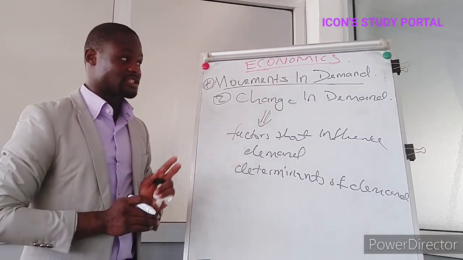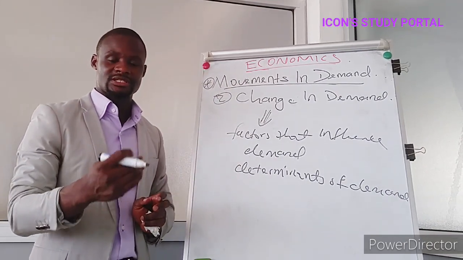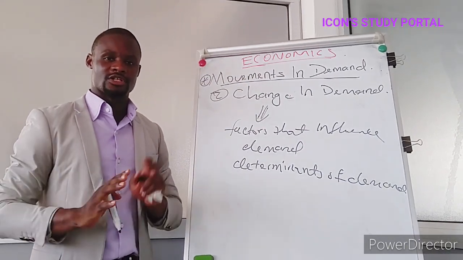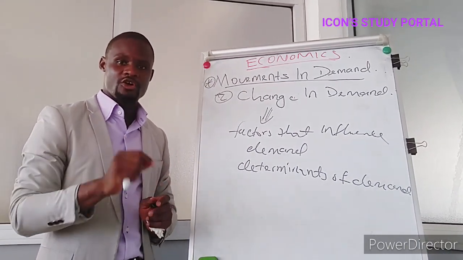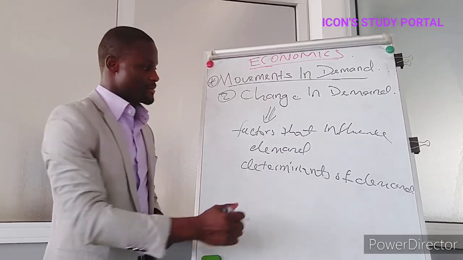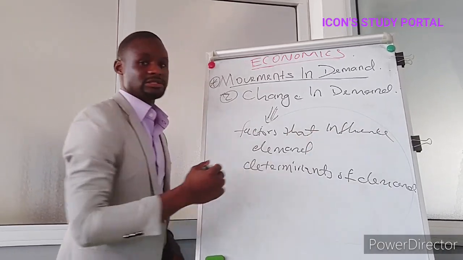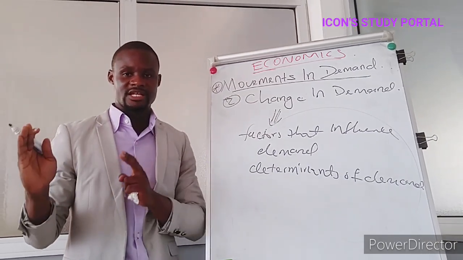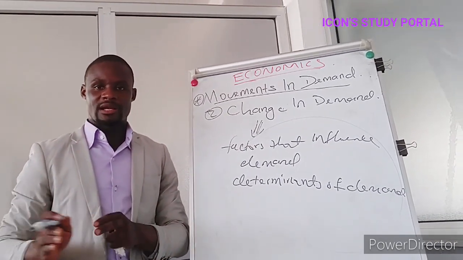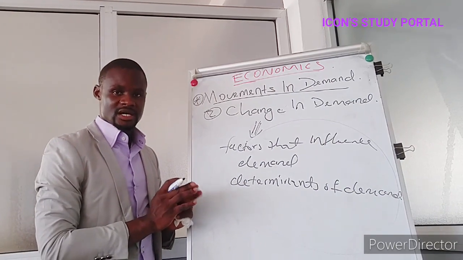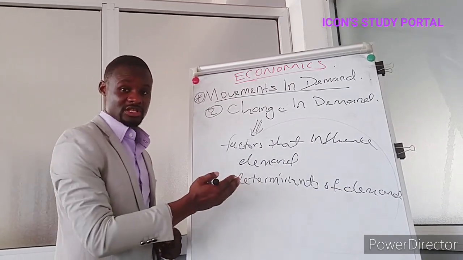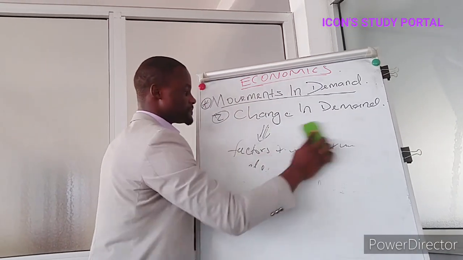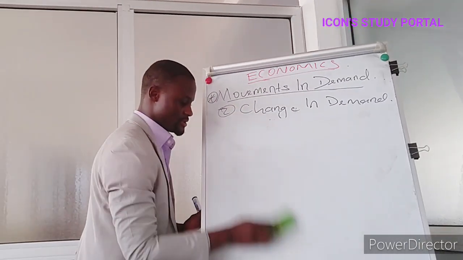So, in defining a change in demand, it simply tells the market that a change in demand is a complete shift of the demand curve, either to the right or to the left, which is not caused by what? Price, but by the factors that influence or determine demand. A complete shift to the right is an increase in demand, while a complete shift to the left is a decrease in demand. So let's illustrate that on a graph. Let's go for a graphical illustration of a change in demand.